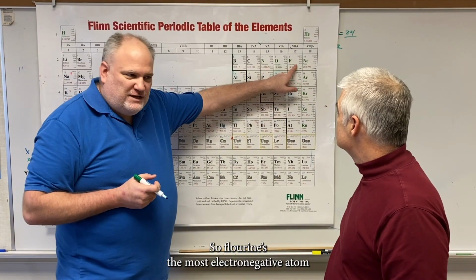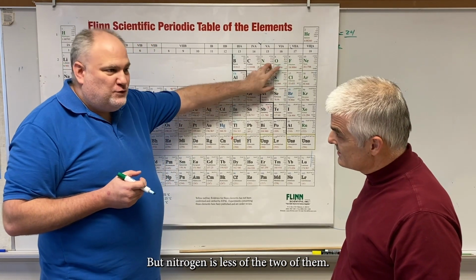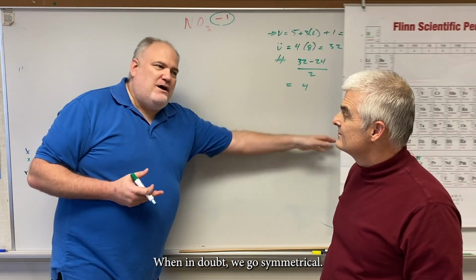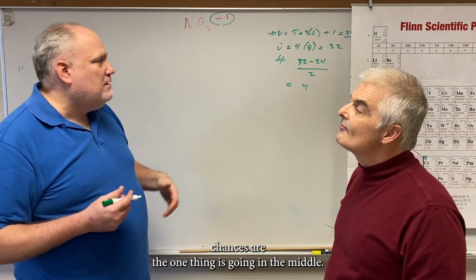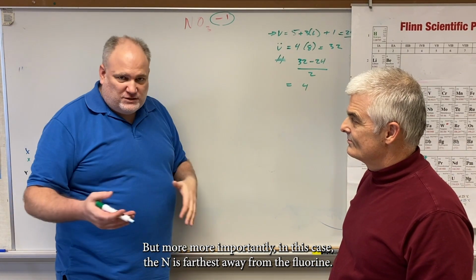Fluorine's the most electronegative atom. When you look at it, oxygen is still pretty electronegative, but nitrogen is less. Of the two of them, nitrogen is the least. Mr. Bergman hit on something here. When in doubt, we go symmetrical. If you have one thing and 3 things, chances are the one thing is going in the middle. But more importantly in this case, the N is farthest away from the fluorine.